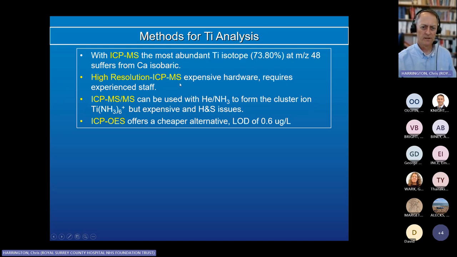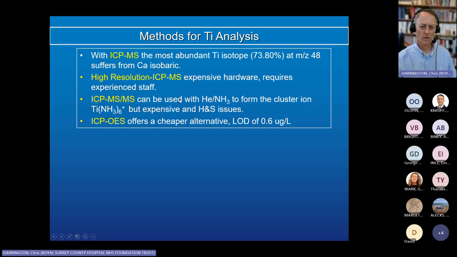We could do it if we had a high resolution instrument like they do at LGC, but unfortunately we don't. They're very expensive and we don't really have the capability to run it. And at the time, there was a new technique which we have now got in the lab, but at the time we didn't, which is this MSMS.